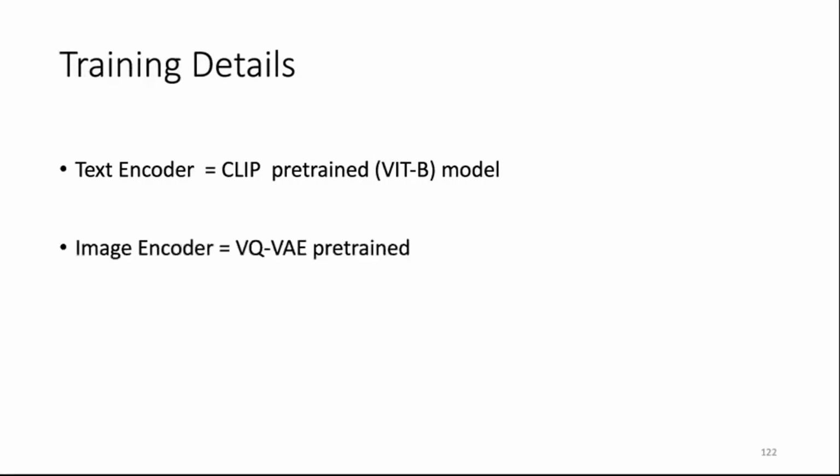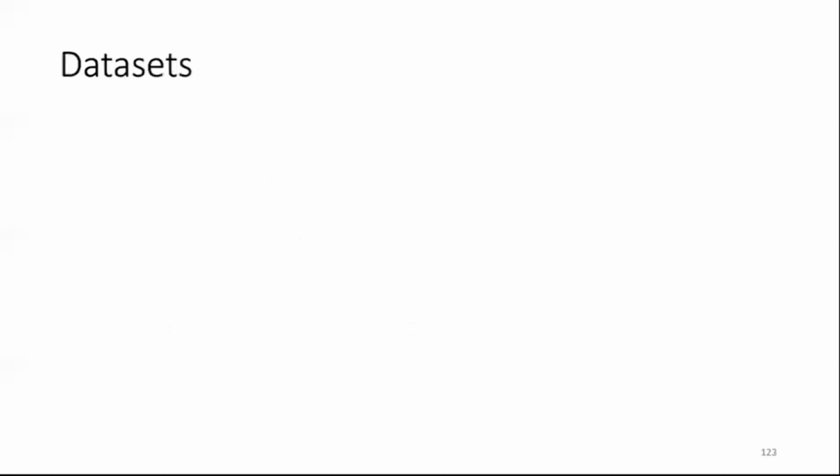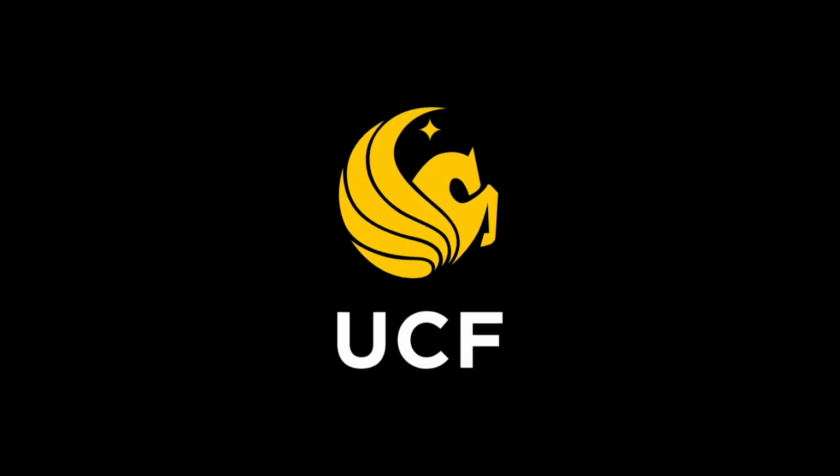So now let's see the training details. And the interesting part here is that the text encoder is CLIP, they have taken a pre-trained model, where the image encoder is also a pre-trained VQ-VAE, and both these text and the image encoders are fixed. So only the diffusion image decoder was being trained in this whole process.